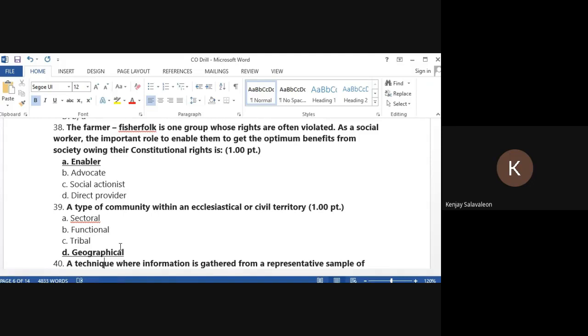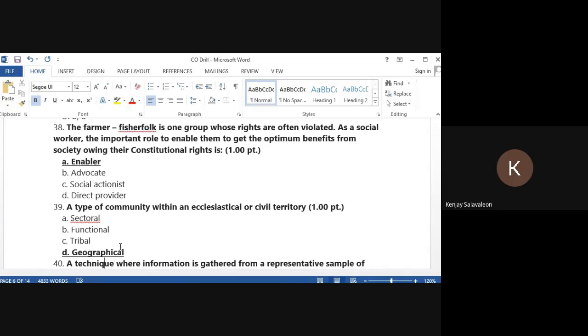Social actionist, walang term na social actionist, ha? Advocate and enabler are the two rallying point, no? Enabler yung tamang sagot, no? You have to enable them. Pag sinasabi nating enable, you are empowering them, no? You are guiding the whole process in attaining their constitutional right.